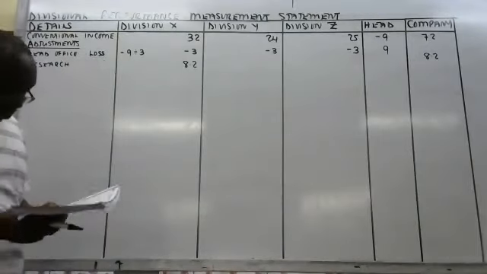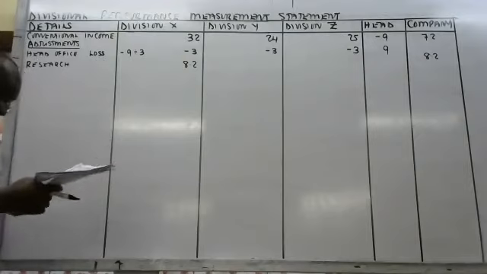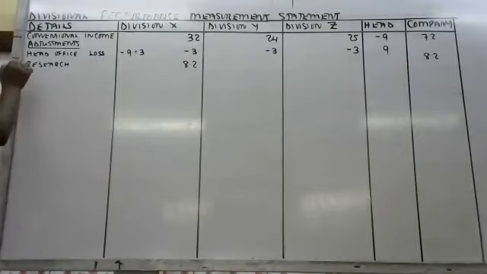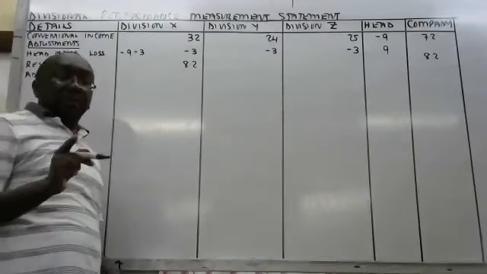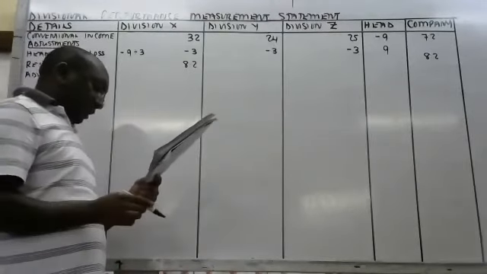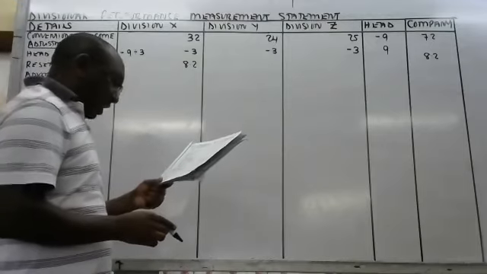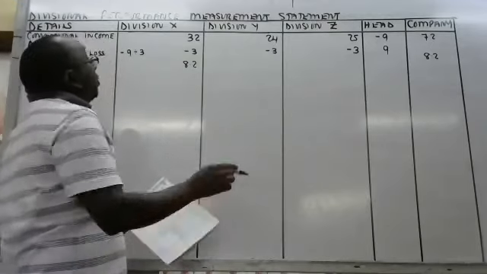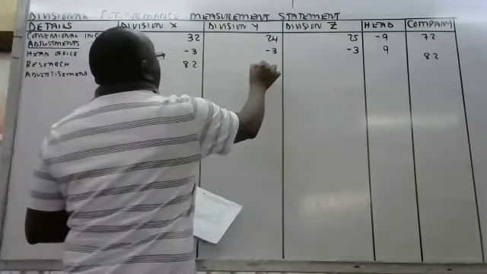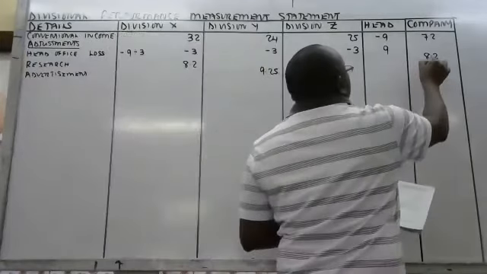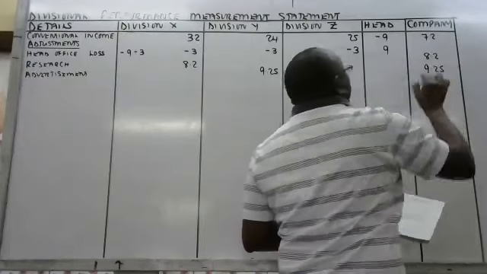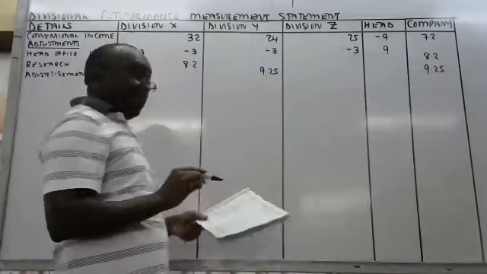According to information number 3, there is advertisement, which we say should be added back. It is 9.25 in division 1. So 9.25, which is also here, 9.25.